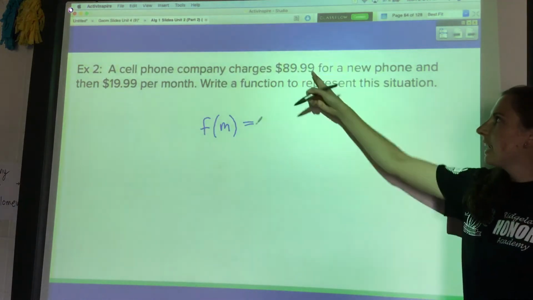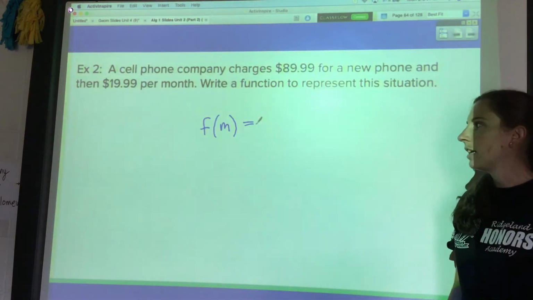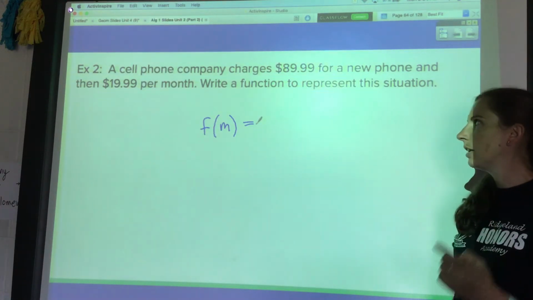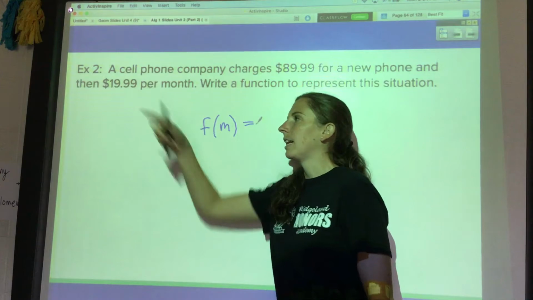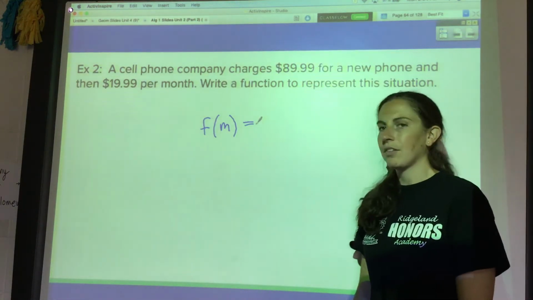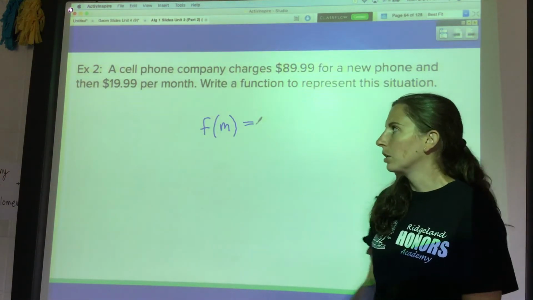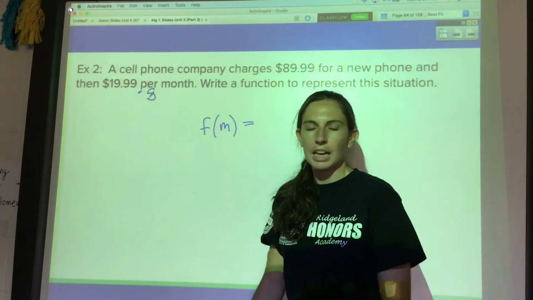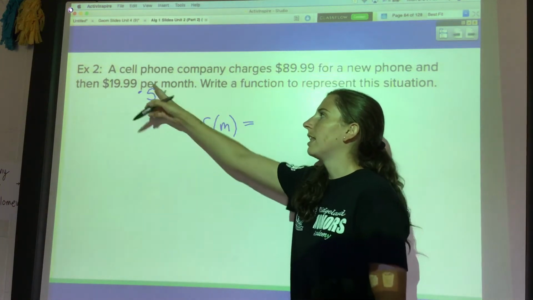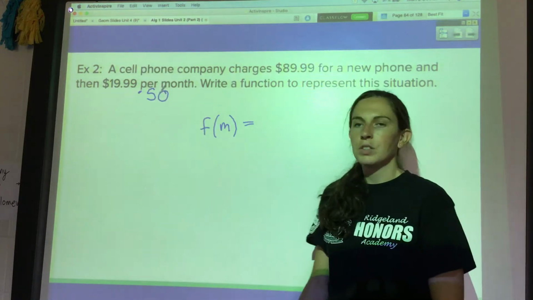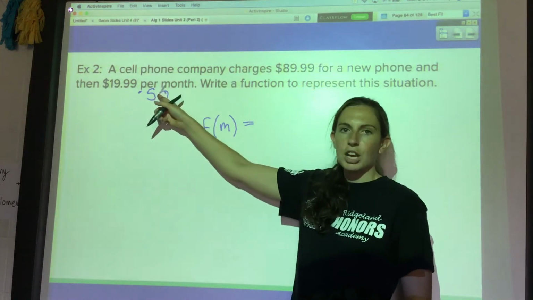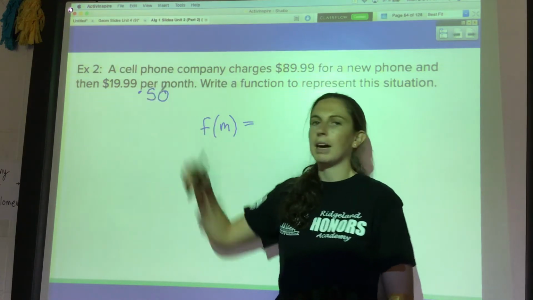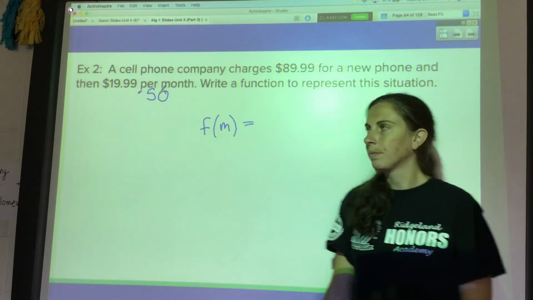So $89.99 is an initial fee. That's where we start. And then after the first month, you'd add another $19.99. And then after like 5 months, you'd have to multiply the 19.99 times 5. Or after like 50 months, you'd multiply this amount by 50. So notice that this amount can change. The month can change, but it always gets multiplied by that per month amount.